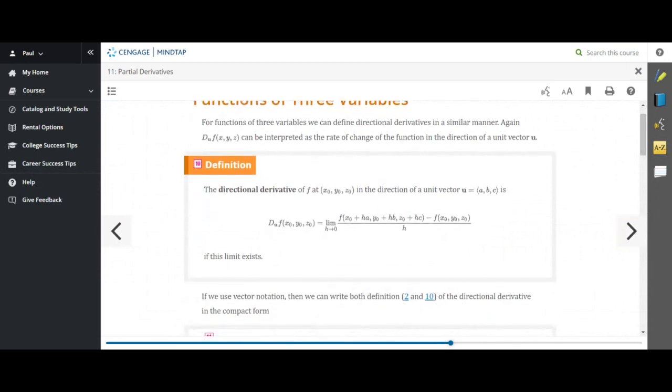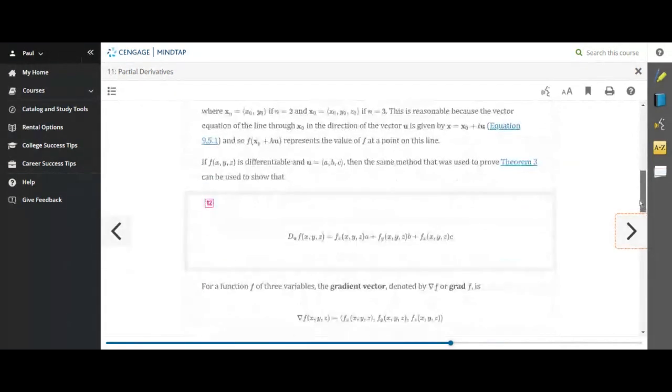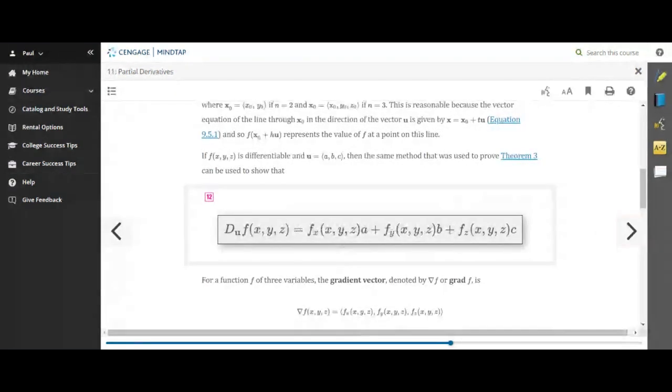So you can have a directional derivative of 3 variables too. And of course, the definitions or the formulas are just an extension of the directional derivative when you have a function of 2 variables. So you see here formula 12, directional derivative for a function of 3 variables. It's just a linear combination of the 3 partial derivatives with respect to x, y, and z. Okay, hopefully very straightforward.